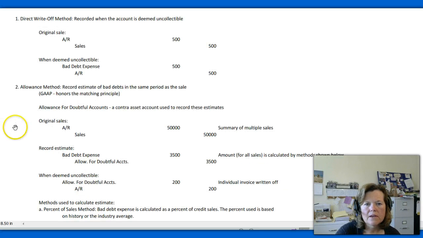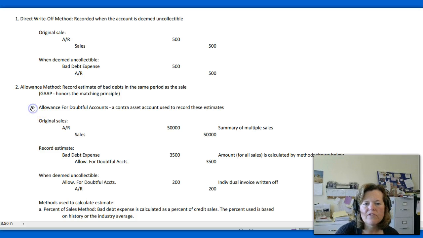The second way that we can account for bad debts is using an allowance method. And that method records an estimate of the bad debts in the same period as the sale. This is a GAAP method. It honors the matching principle because what we're doing, we're recording an estimate in the same period that the sale takes place. So we're matching up the expense and the sale.